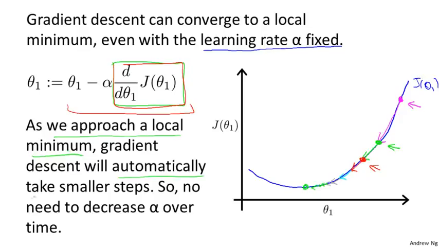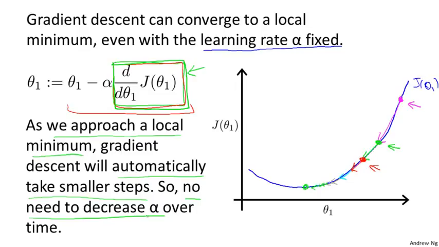So just to recap, in gradient descent, as we approach a local minimum, gradient descent will automatically take smaller steps, and that's because, by definition, the local minimum is when this derivative is equal to 0. So as we approach the local minimum, this derivative term will automatically get smaller, and so gradient descent will automatically take smaller steps. So this is what gradient descent looks like, and so actually there's no need to decrease alpha over time.